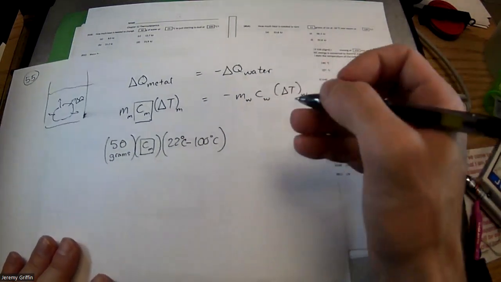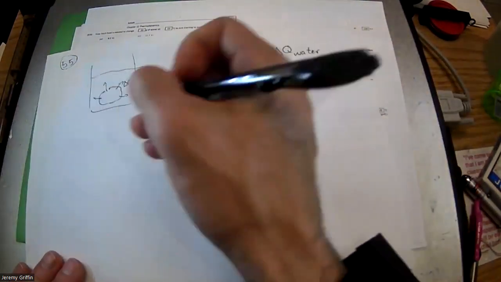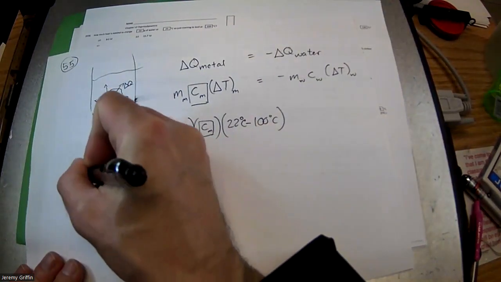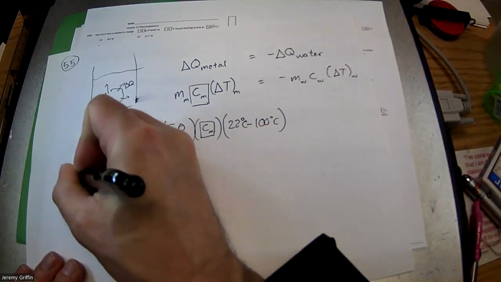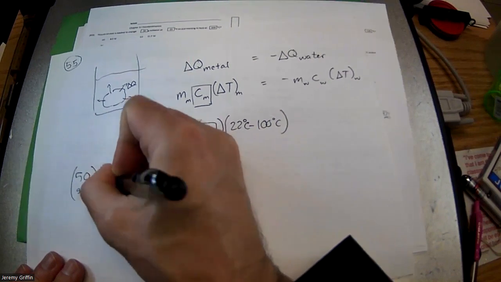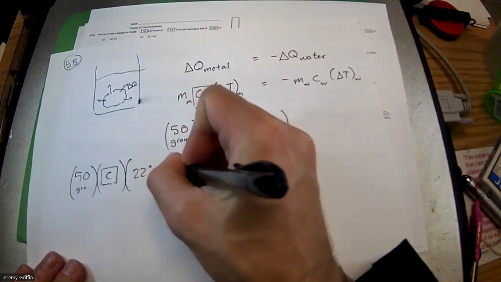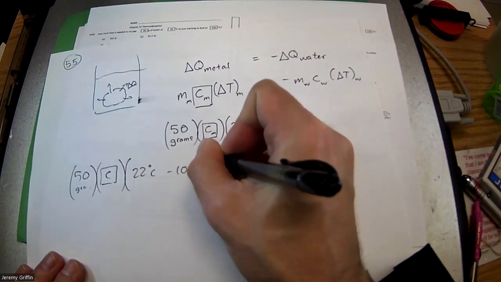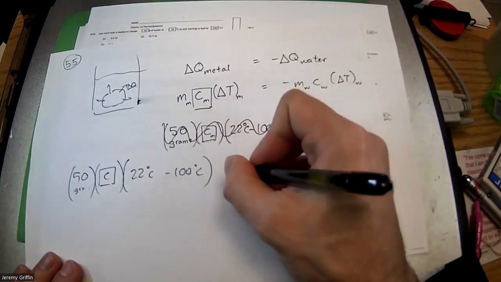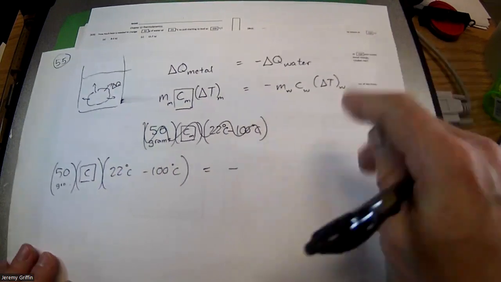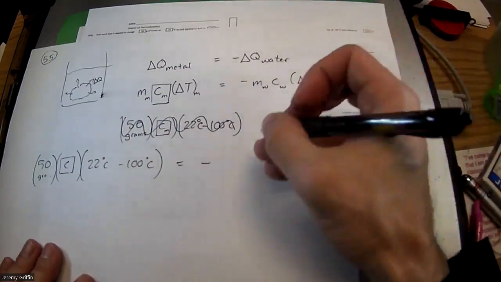Okay, I ran out of room. All right, I'm going to start over. 50 grams, specific heat of the metal we're solving for. We're going to 22 degrees Celsius from 100 degrees Celsius. I just copy-pasted that part too. Okay, equals, and then the energy imported by the water.